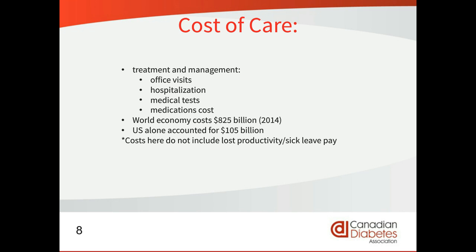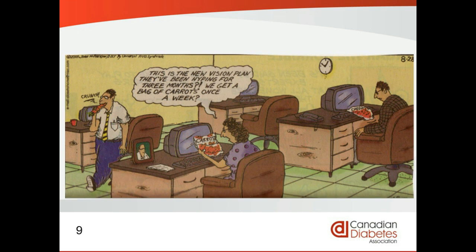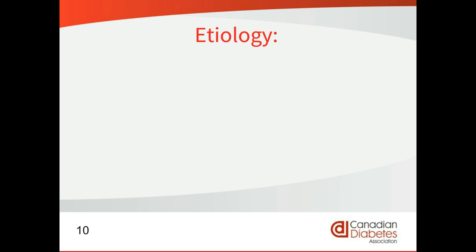If you are able to read this, it says, this is the new vision plan that they've been hyping for 3 months. We get a bag of carrots once a week. Carrots would certainly be great if they could solve our diabetic eye problems, but it's not that simple, as we'll find out. So let's carry on, and let's figure out what's pushing some of the buttons to give us these problems.